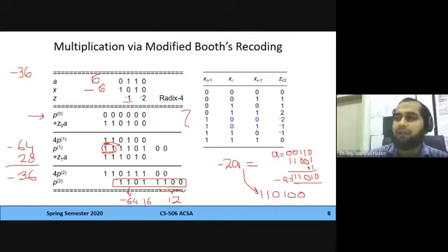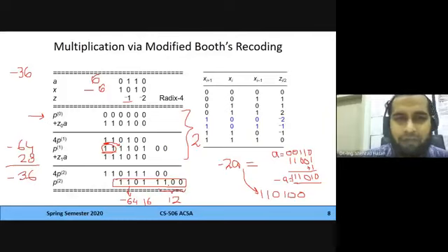But you can see that we have obtained this answer only in 2 steps. Instead of just doing it 4 times, we just did it 2 times. So we have just 2 additions and 2 shifts, and our answer is there. Right, so this was about the process of Booth's algorithm.